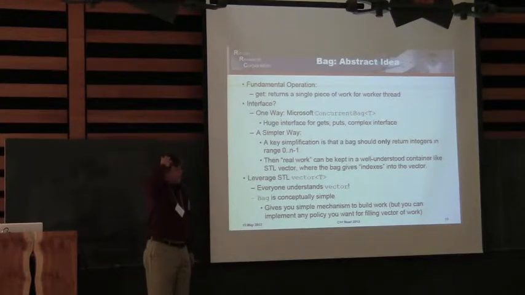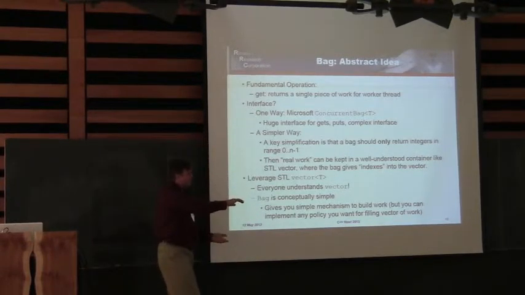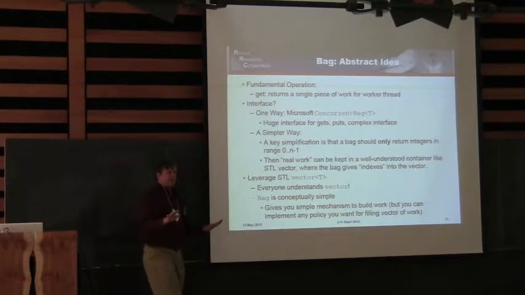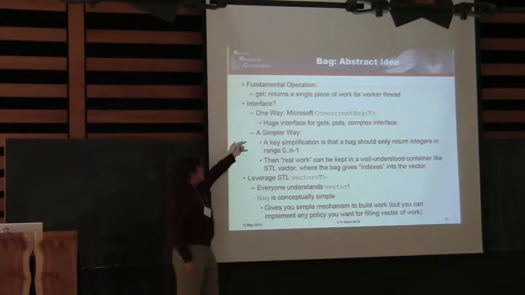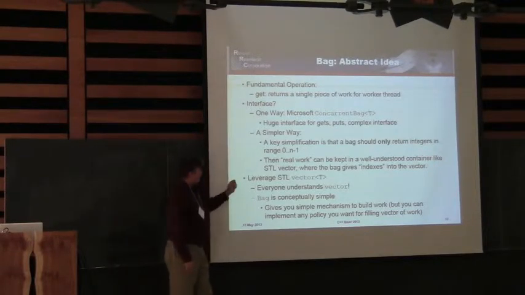Well, do I have to share a transaction lock so that when I put stuff in my vector, I don't mess up something else? Or can I just use my own lock inside my vector? I don't want to have to care about that. All I want to do is give you integers from 0 to n minus 1, and you can use those as indices into your favorite STL container. I don't know, is it everyone's favorite STL container? It's the one that's probably the most used, the STL vector.